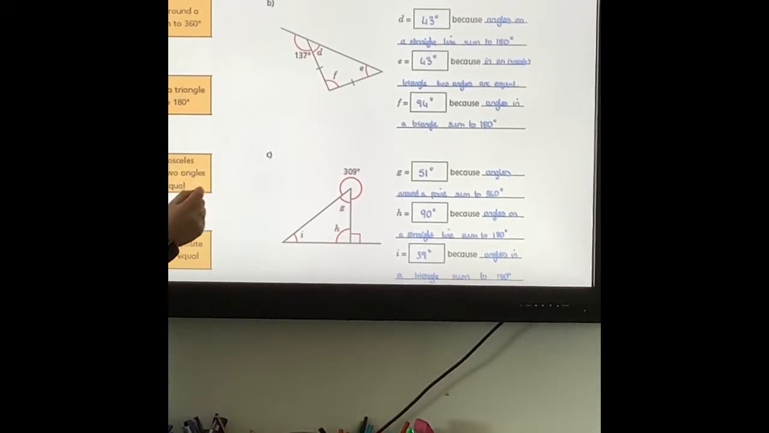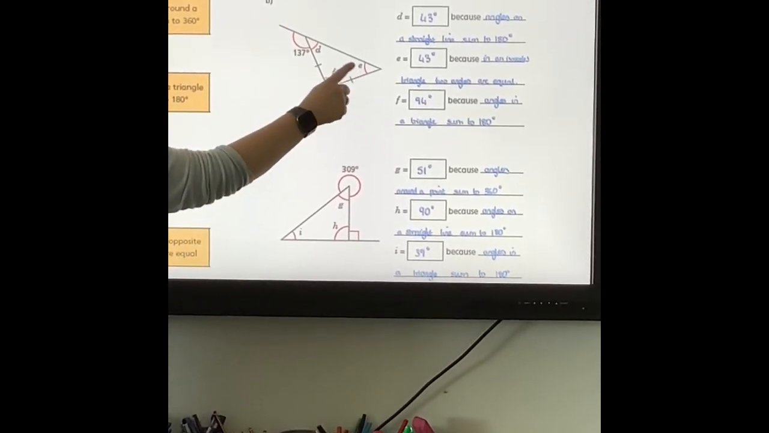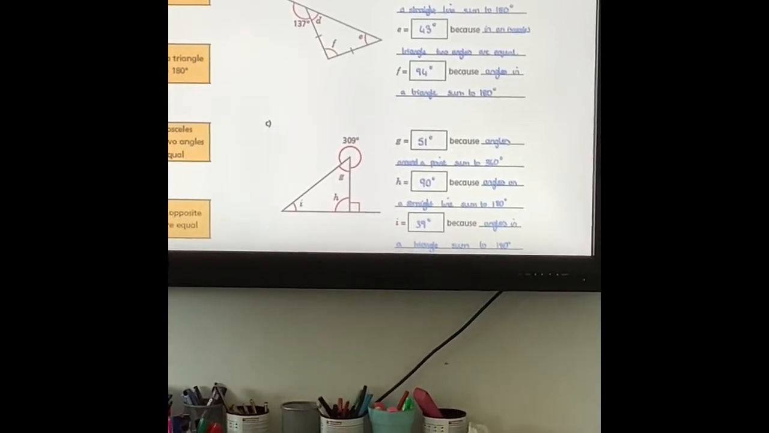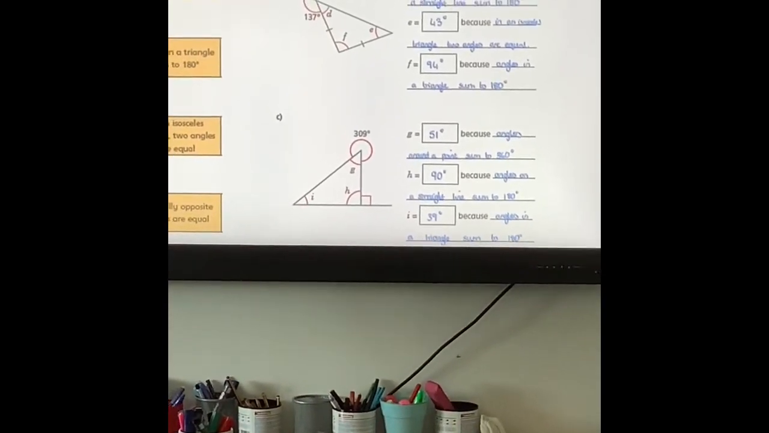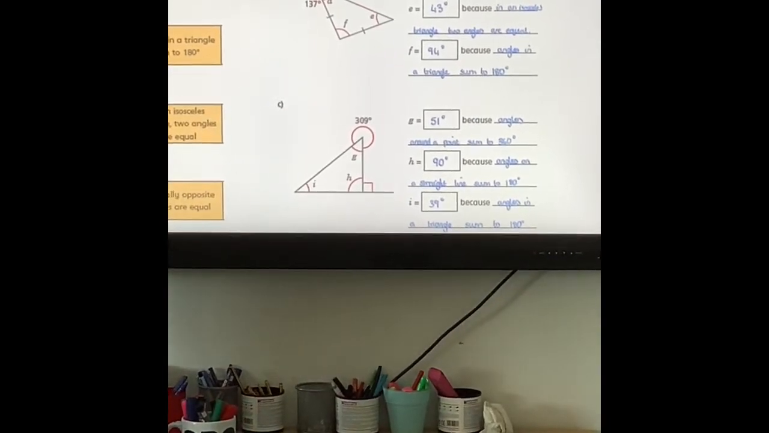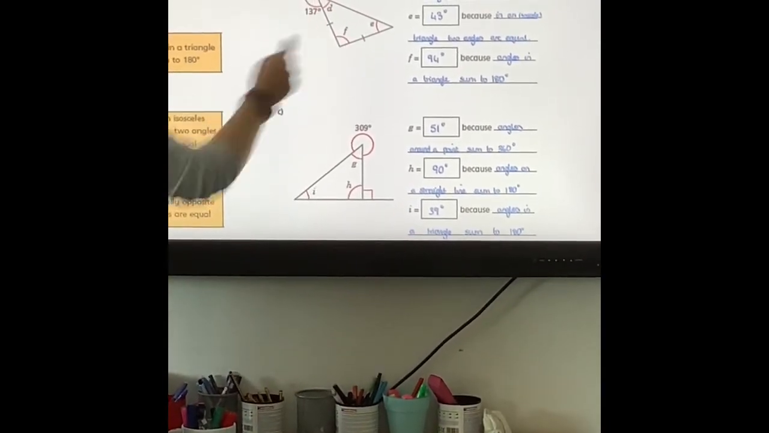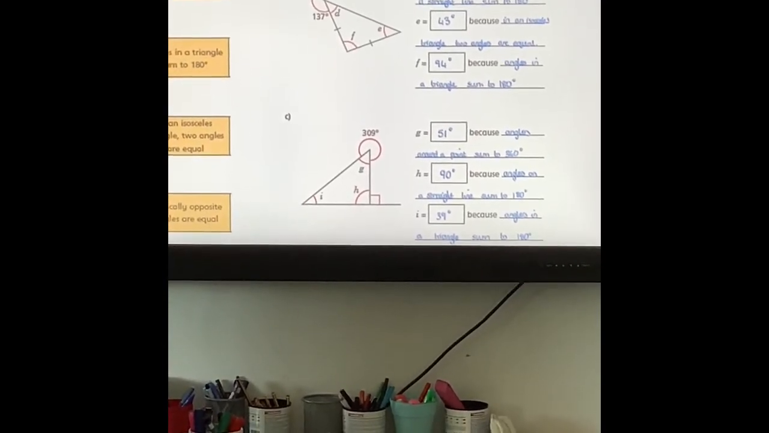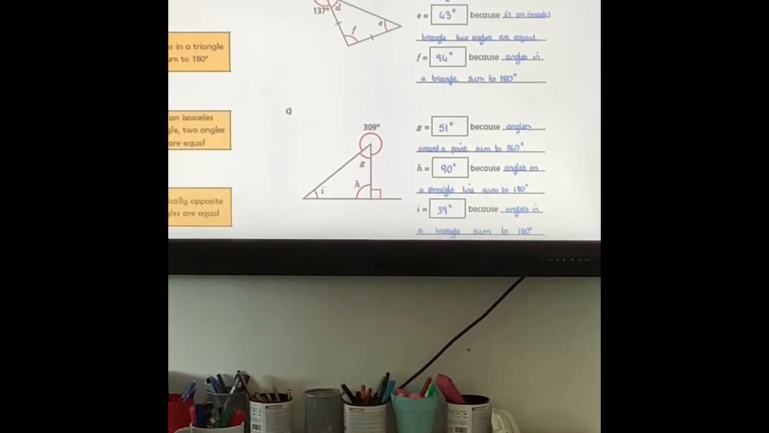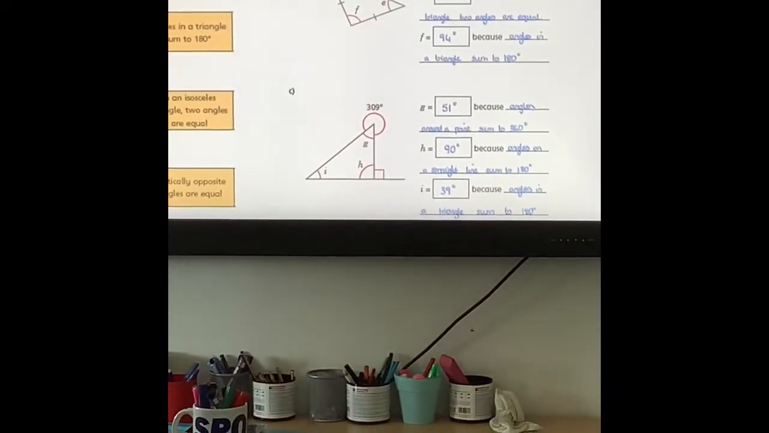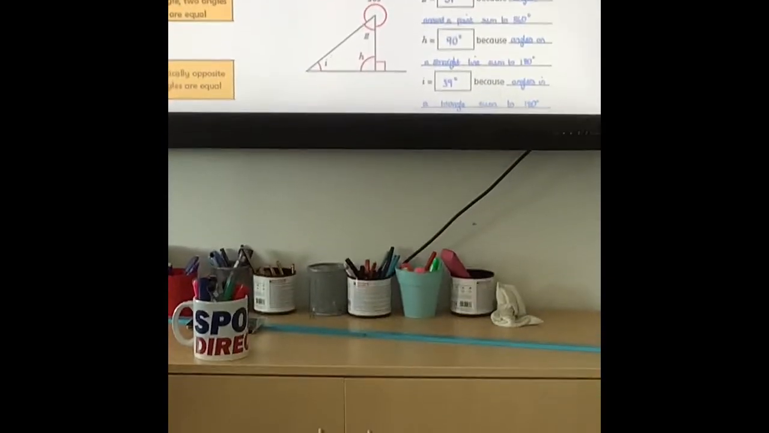So if you do 180, take away 137, you get 43, which is D. We then know that E is also 43, because in an isosceles triangle, the two angles are equal. And lastly, you've got F. Well, now you know that D and E are 43. Add them together and take them away from 180, and you get 94, because all of the angles in a triangle add up to 180. Lastly, C.